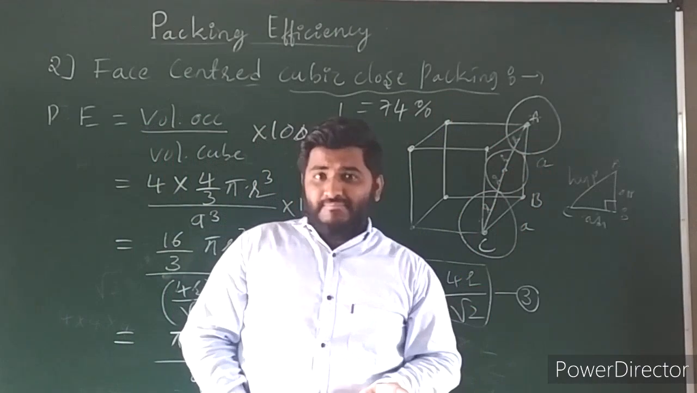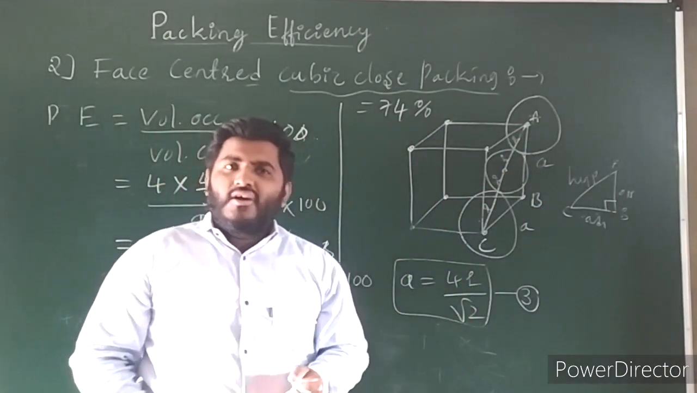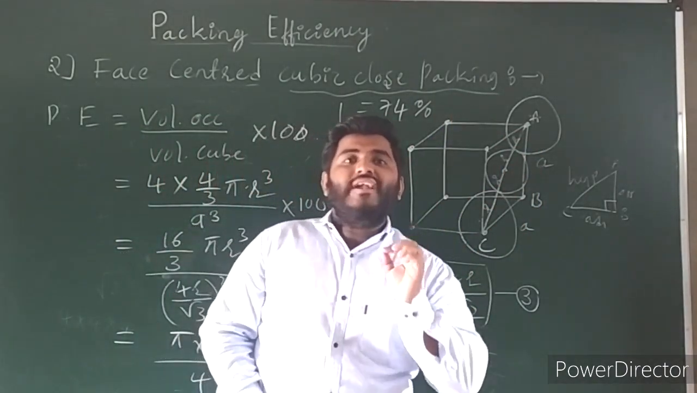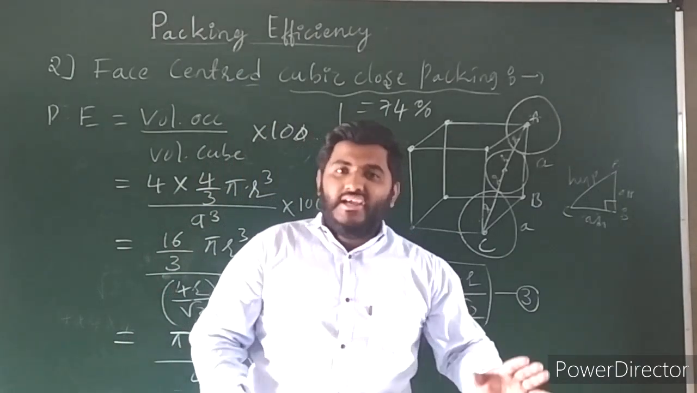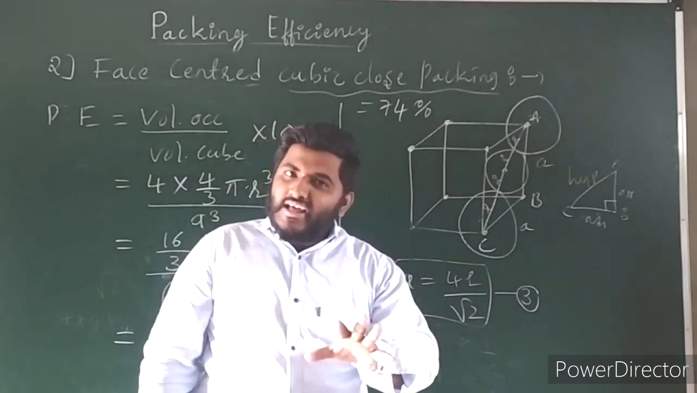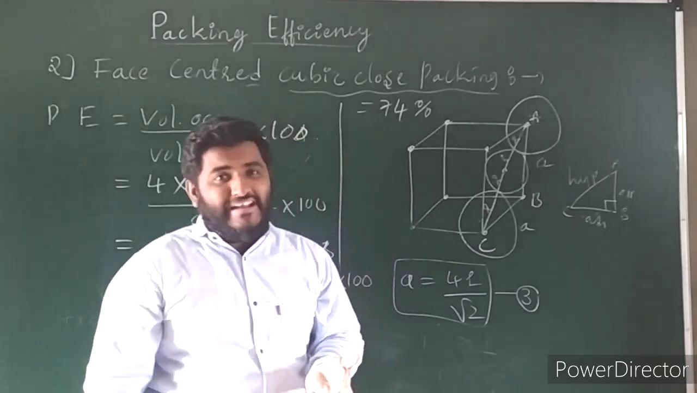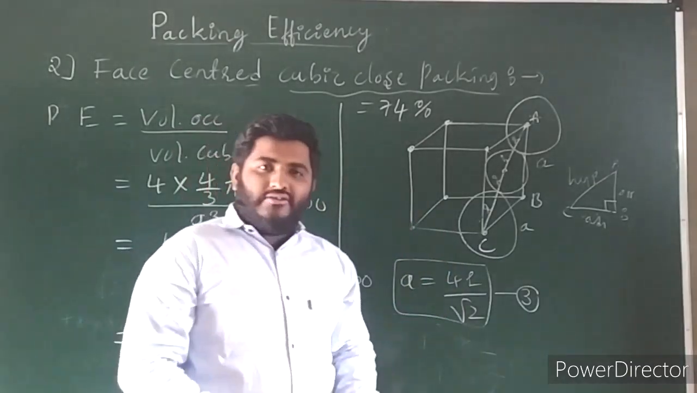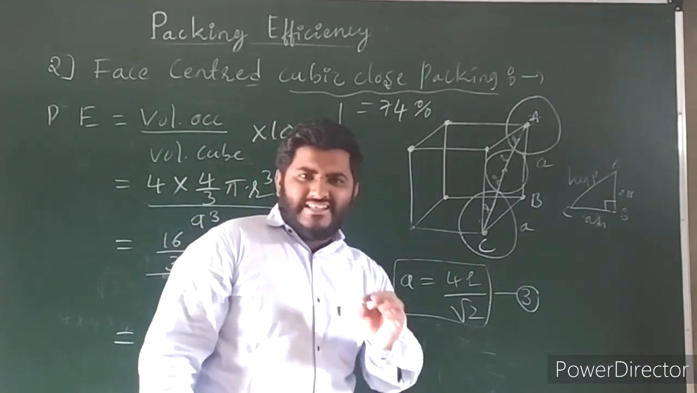So what is left then? 100 minus 74. What is that? 26% of the space is empty in case of face-centered unit cell. 74% is filled, 26% is empty, vacant space. So how to calculate? I hope you got the points here. Let me just recall here.